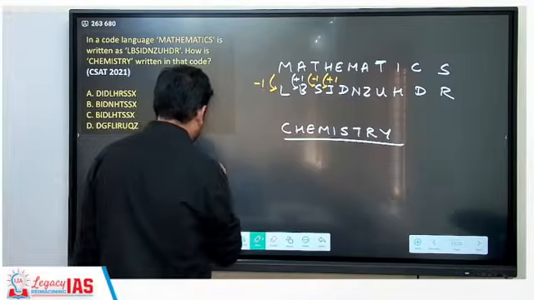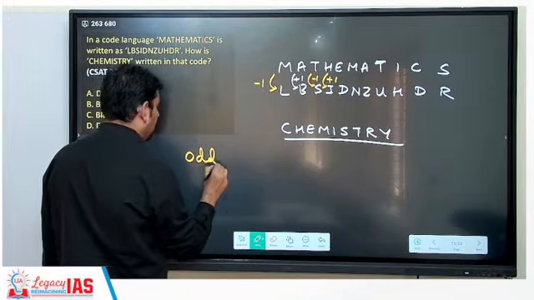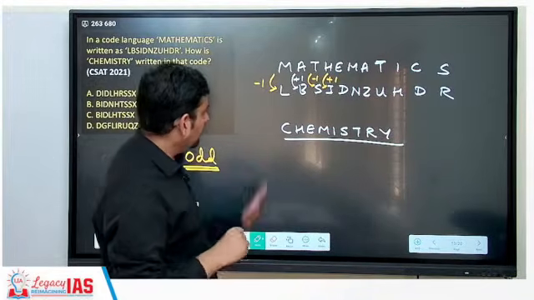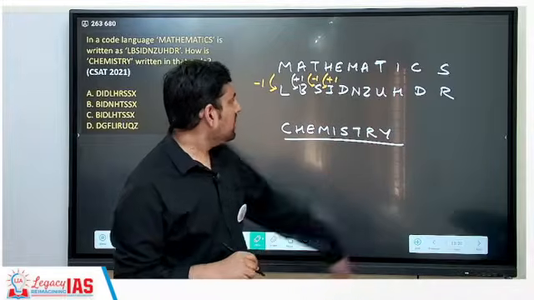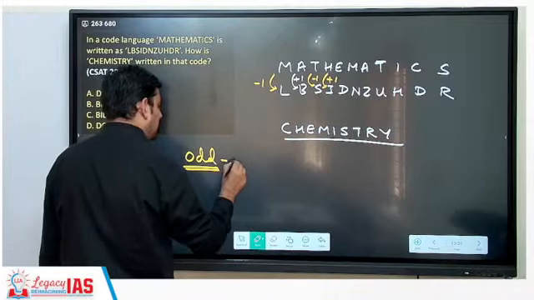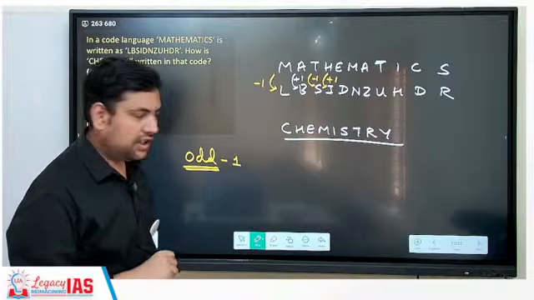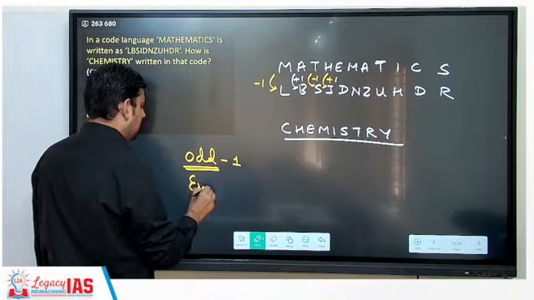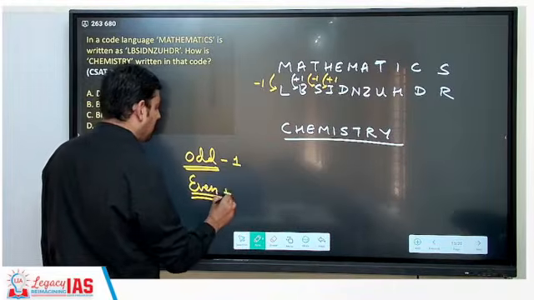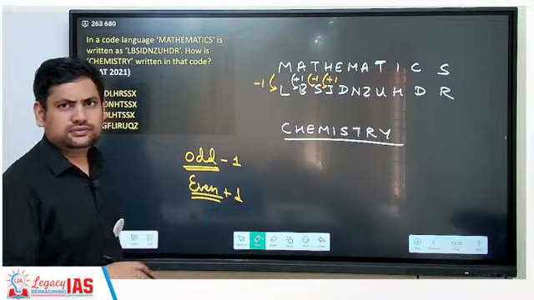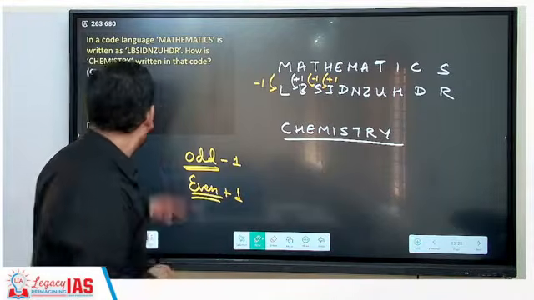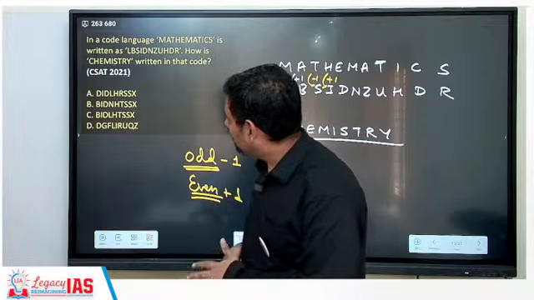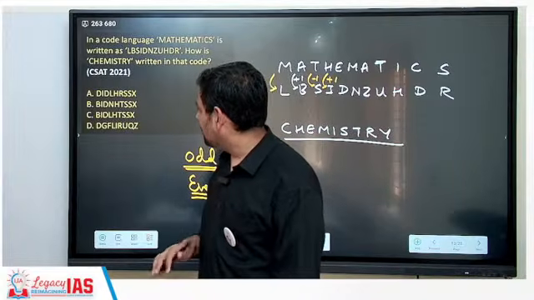So that means when they are at odd places, first, third, fifth, seventh, I have to subtract 1, and if it is in the even place, I'll have to add 1. As simple as that. Now, of all these letters, which do you think is different in most of them?